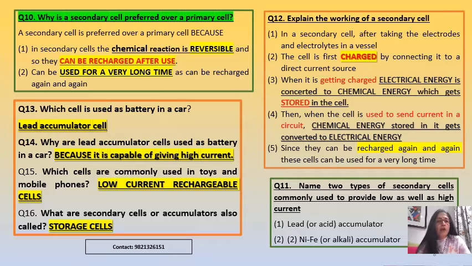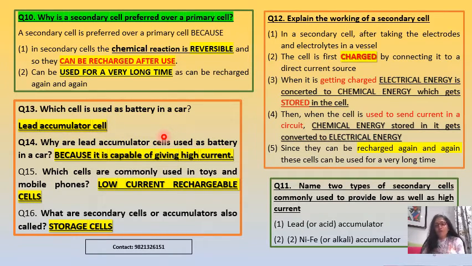All right. Why is a secondary cell preferred over a primary cell? A secondary cell is preferred over a primary cell because in secondary cells, the chemical reaction is reversible and so they can be recharged after use. They can also be used for a very long time as they can be recharged again and again. A dry cell, once discharged, has to be thrown. Correct? Okay.